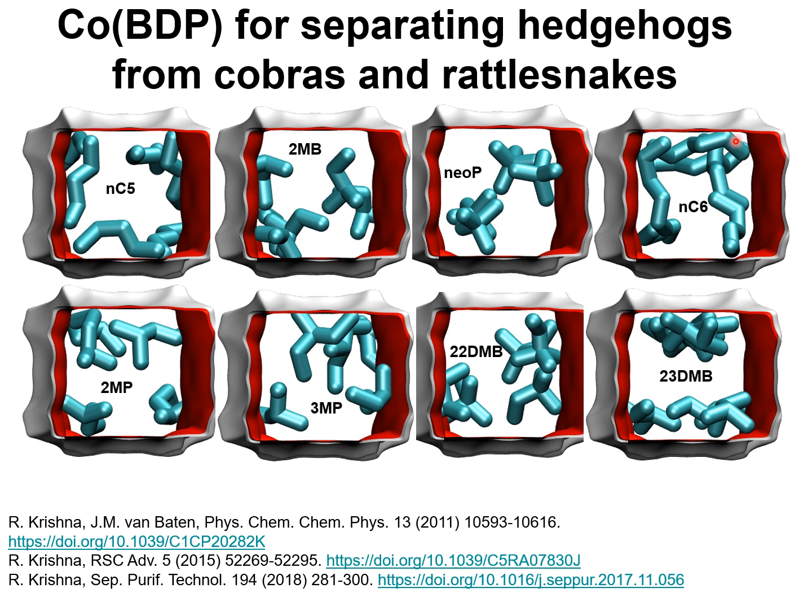Cobalt BDP has square-shaped channels, and the alkane isomers such as normal pentane, 2-methylbutane, neopentane, normal hexane, 2-methylpentane, 3-methylpentane, 2,2-dimethylbutane, and 2,3-dimethylbutane. These alkane isomers have different degrees of van der Waals interactions with the square walls, and cobalt BDP can be used to separate the alkane isomers based on the degree of branching.